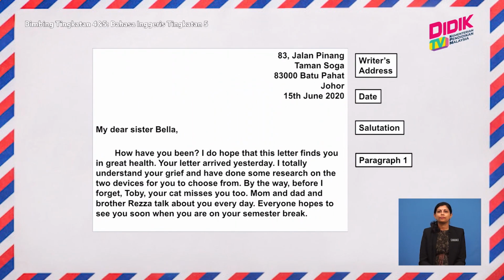The writer's address typically contains the house number, residential area like the name of an apartment where you stay, a condo, or a land plot number. Okay, then you have the postcode and area, and of course you have the name of the state. Look at the way the date is written. You must write the name of the month and don't forget the year.